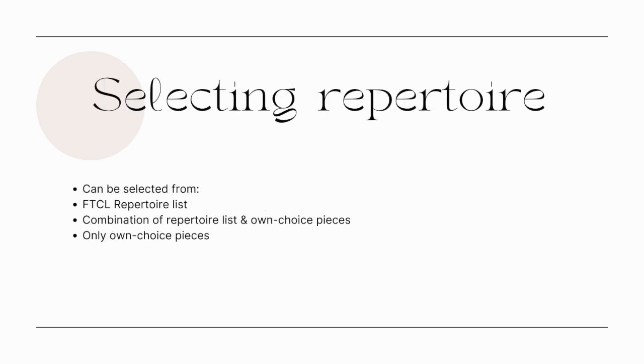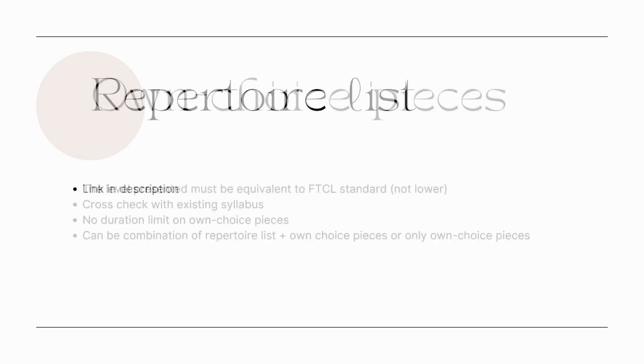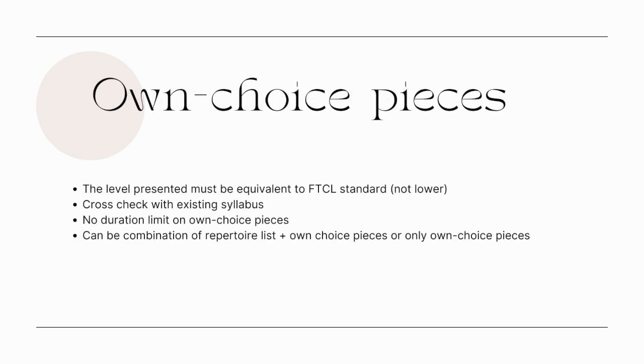The repertoire can be selected from the FTCL repertoire list, a combination of the repertoire list and own-choice pieces, or only own-choice pieces. You can find the repertoire list in the link in the description box. For own-choice pieces, the level presented must be equivalent to FTCL standard, not lower. You should cross-check with the existing syllabus. There is no duration limit on the own-choice pieces, so it can be a combination of repertoire list and own-choice pieces or only own-choice pieces.